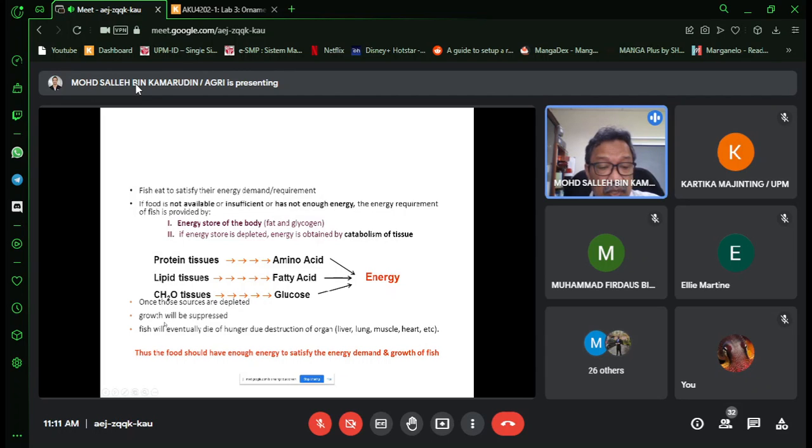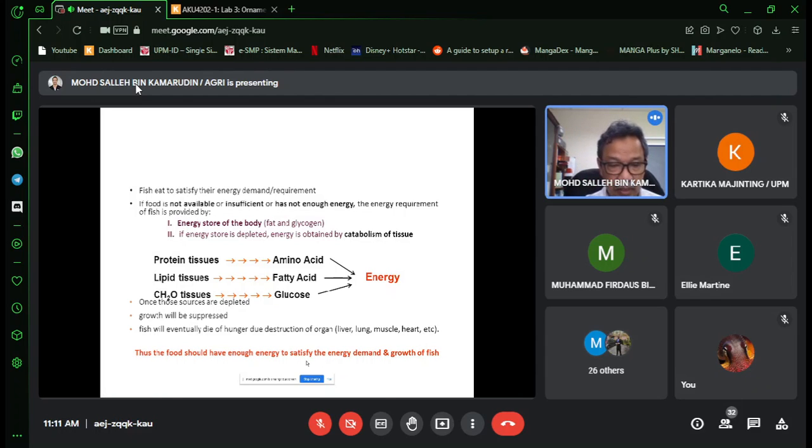Once these sources are depleted, growth will be suppressed. Growth bukan saja suppress, tapi badan dia akan menjadi kurus dan sebagainya. And the fish will eventually die because of hunger. Dan juga destruction of the vital organs like lung, liver. Ni kita tak ada lung, the gills, muscles, heart and so on.